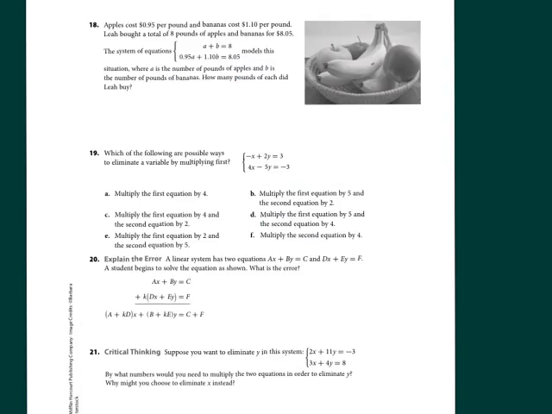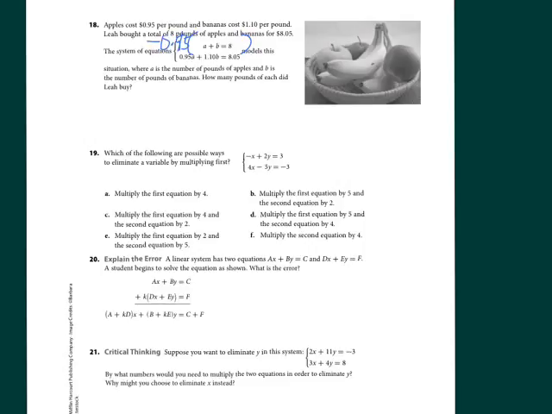Okay, on this page, I'm going to give you a hint for number 18. On number 18, you should multiply this whole entire equation by negative 0.95 in order to cancel your a's, and that's my hint for you. On number 19, I'm actually going to do that for you.